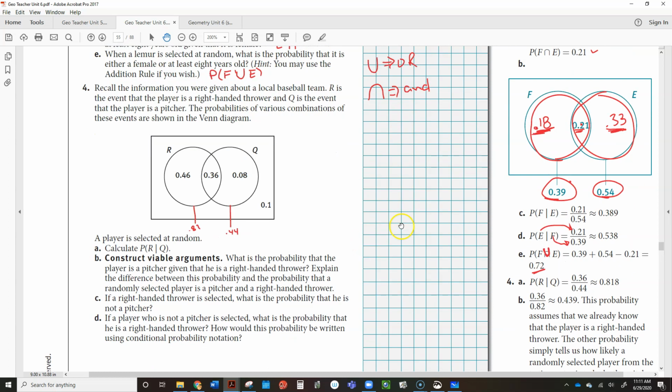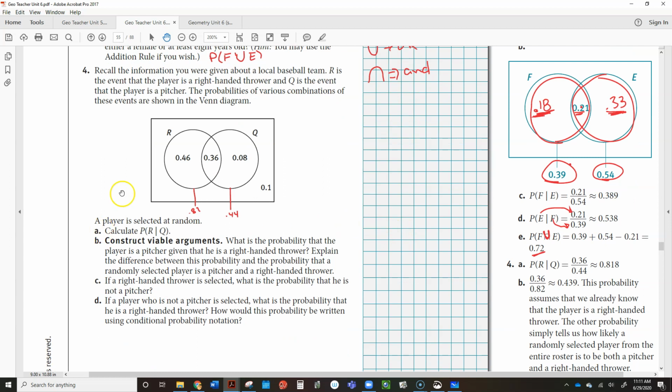Okay, then they give us a new Venn diagram and they want us to use this diagram. I went ahead and added those 2 together just so that you could see the probability of R and the probability of Q. It wants us to calculate the probability of R given Q. So Q goes on bottom. See, it was good that I calculated that 0.44. And then the middle piece right here goes on top. So that's 0.36. And you calculate that, and there it is over here.